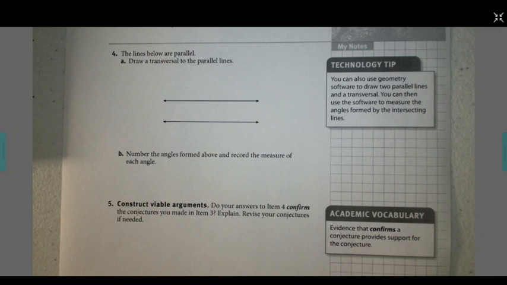Not everybody's transversal will look the same, which actually leads me to part B. Number your angles above and record the measures of each angle. Not everybody's measures of angles should be exactly the same because not all of your transversals should be cut in the same direction.